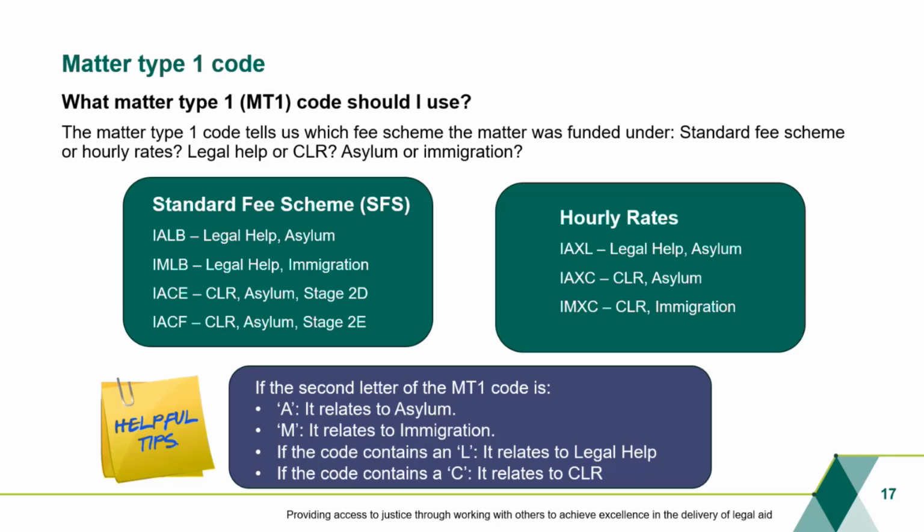Here is a helpful set of tips to help you understand at a glance what those codes may mean. If the second letter of the code has an A, then it refers to asylum. If it has an M, then it refers to immigration. If the code contains an L, then it relates to legal help. If the code contains a C, then it relates to CLR. So straight away, depending on what type of claim you're looking to make, you'll be left with a limited number of options open to you.